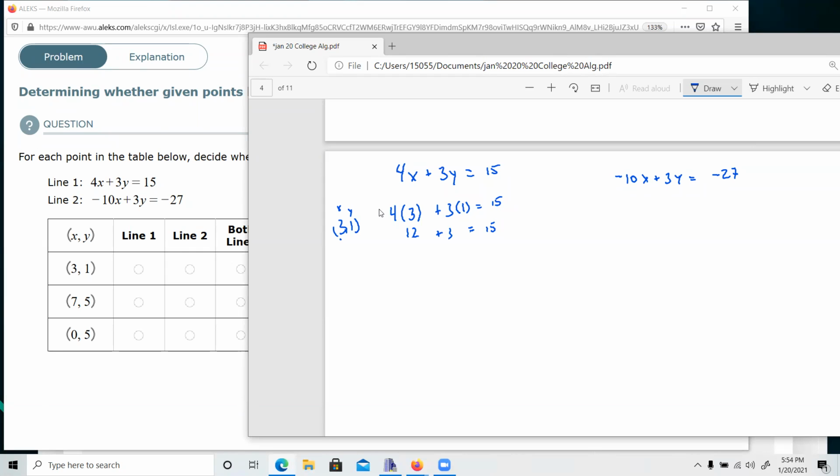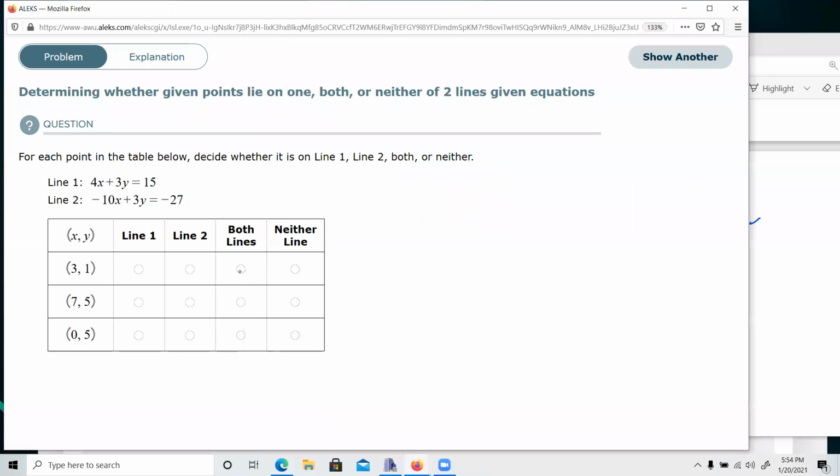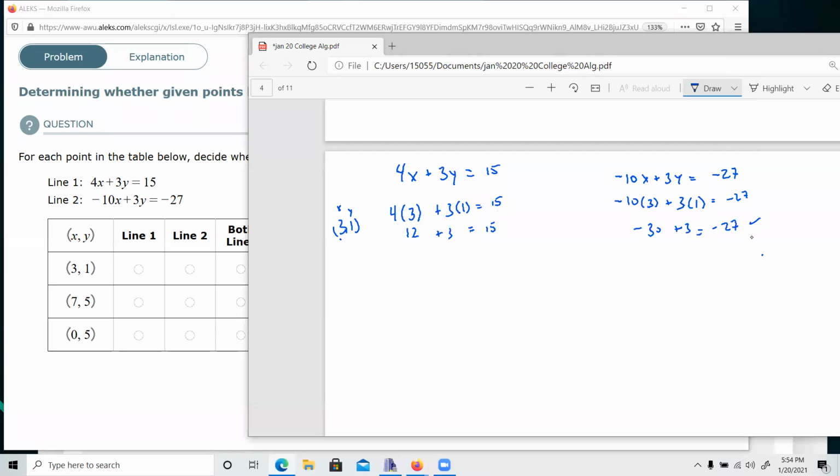Okay, let's check over here. So this is negative 10 times 3 plus 3 times 1. Is that equal to negative 27? So that's negative 30 plus 3. That's negative 27. So this point, 3, 1, happens to lie on both of the lines. So if I could click on it, I would say both here. All right.